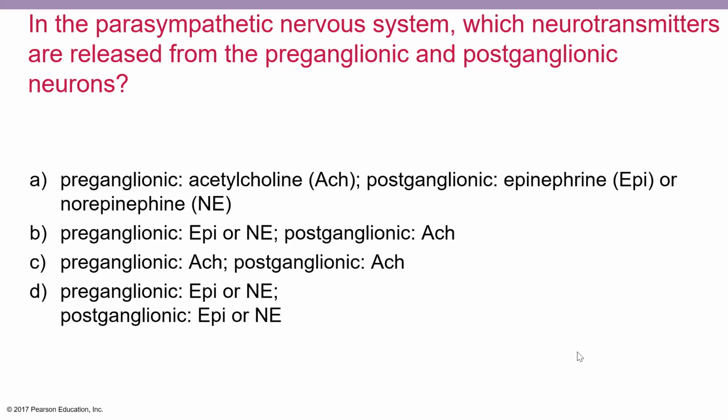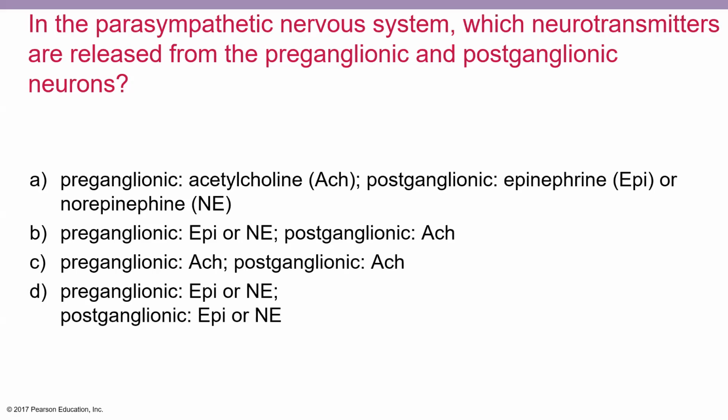So let me end this. Okay, so we asked here, in the parasympathetic nervous system, which neurotransmitters are released from the preganglionic and postganglionic neurons? And we had quite an overwhelming response for A. So A is the preganglionic releases acetylcholine, the postganglionic releases epinephrine or norepinephrine. And so this is not correct. Let's see what some other people said. So a few other people said B and C.